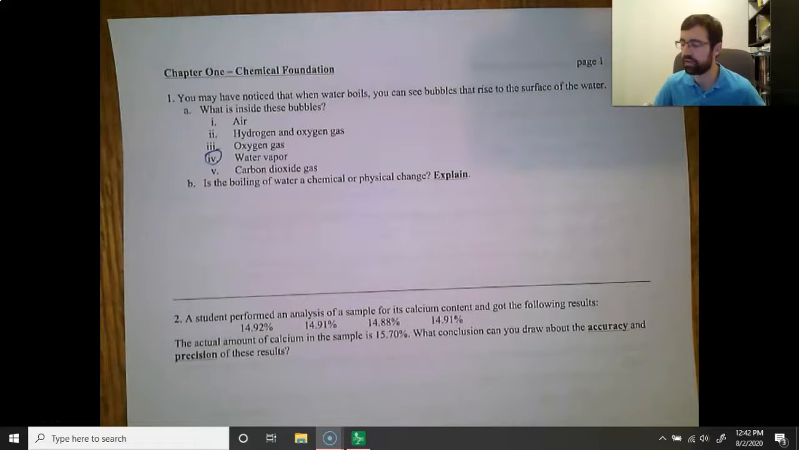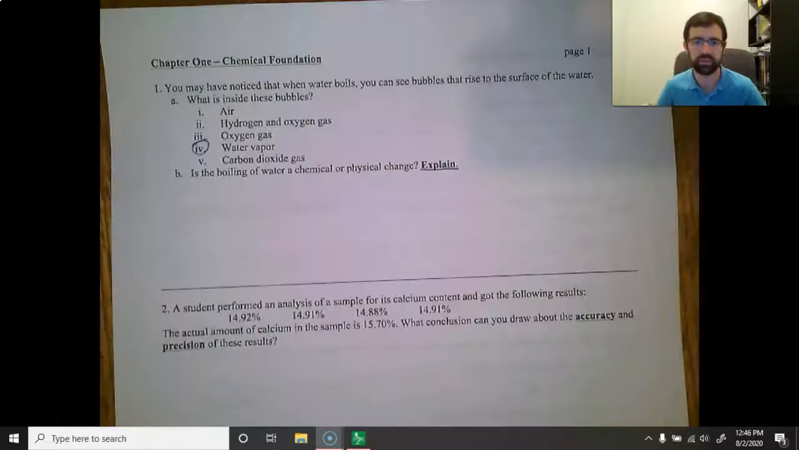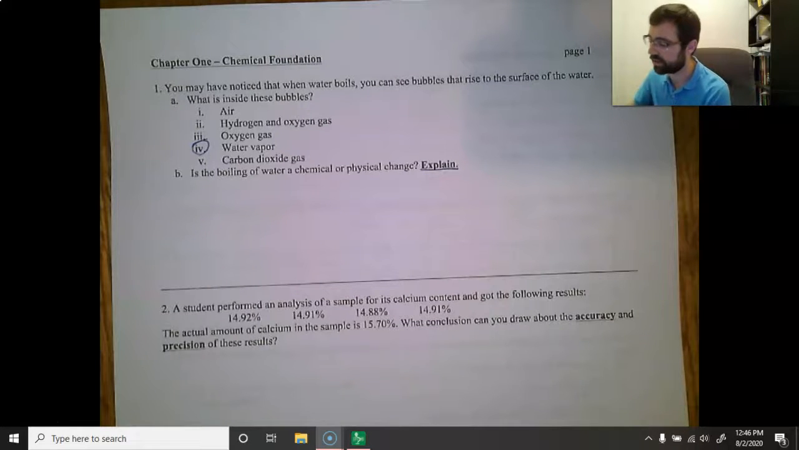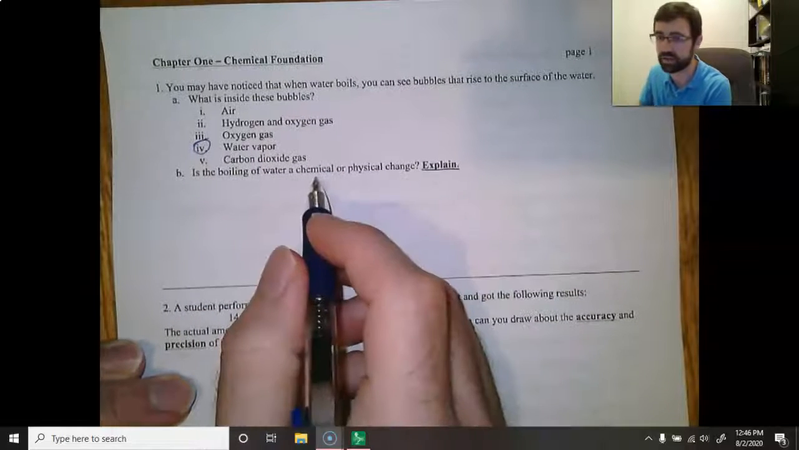So is boiling of water a chemical or a physical change? And then it says this important word here, explain. So we need to not only answer the question, we need to also explain it. The first question, which is it? Is it a chemical or a physical change?